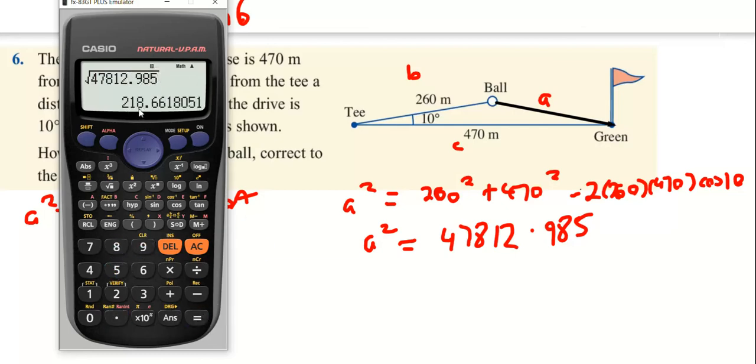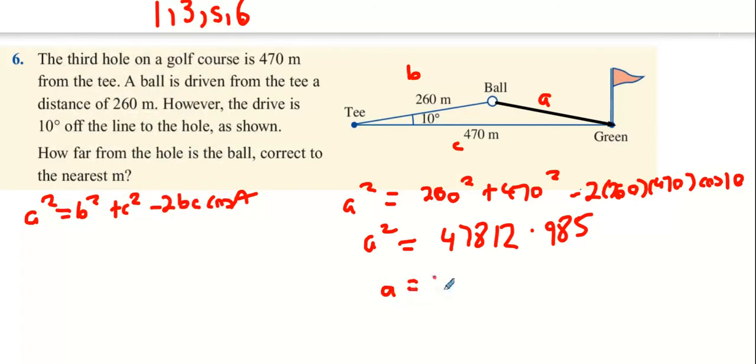And then 218.66. Because a squared means you square root the other side. Correct to the nearest meter. Well, that'd be 219 meters. Okay, we're done.